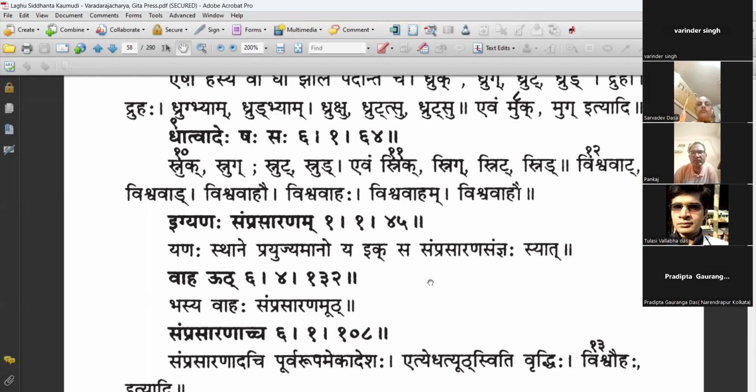Yanah sthane: at the place of Ya, Va, Ra, La, prayujyamano ya, the Ya which has been used, like in Suddhyupasya, where we converted E into Ya. When it goes back, vice versa, only Ya is taken into consideration. Va, Ra, La do not get backward motion. Only Ya gets backward motion. Ya ik sa samprasarana sangyah syat. Okay, Prabhuji. So this is basically it.